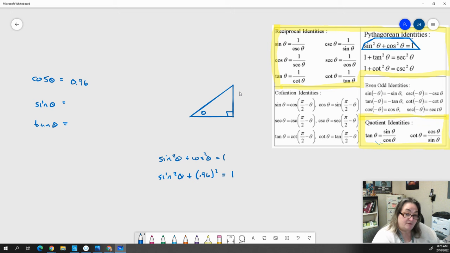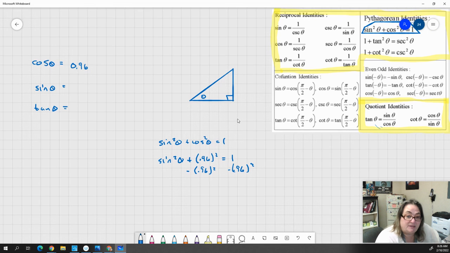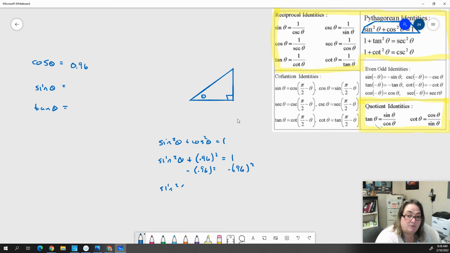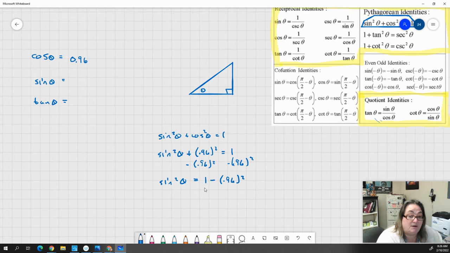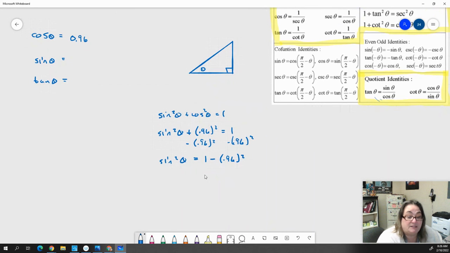And then when we solve that, we can start by moving this 0.96 squared over, subtracting 0.96 squared from both sides. And we're going to be left with sine squared of theta equals 1 minus 0.96 squared.